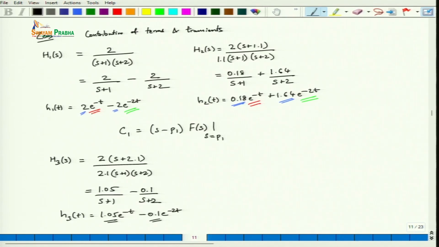and these coefficients are determined by the relative location of the poles and the zeros, whereas poles determine fundamentally how the response will look like, whether it is sinusoidal or whether it is exponential or a combination of the two, as well as the stability of the system.